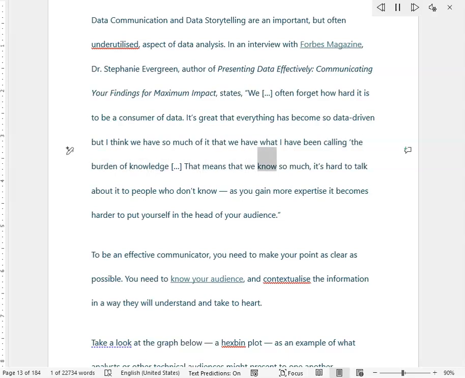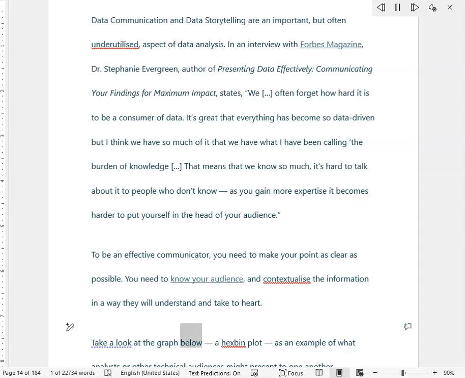That means that we know so much. It's hard to talk about it to people who don't know. As you gain more expertise, it becomes harder to put yourself in the head of your audience. To be an effective communicator, you need to make your point as clear as possible. You need to know your audience and contextualize the information in a way they will understand and take to heart."